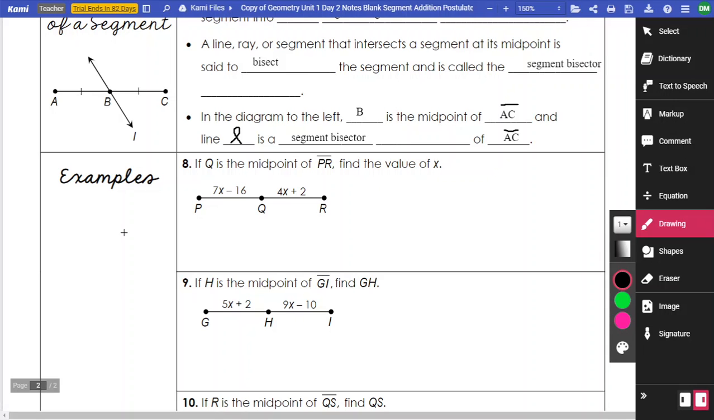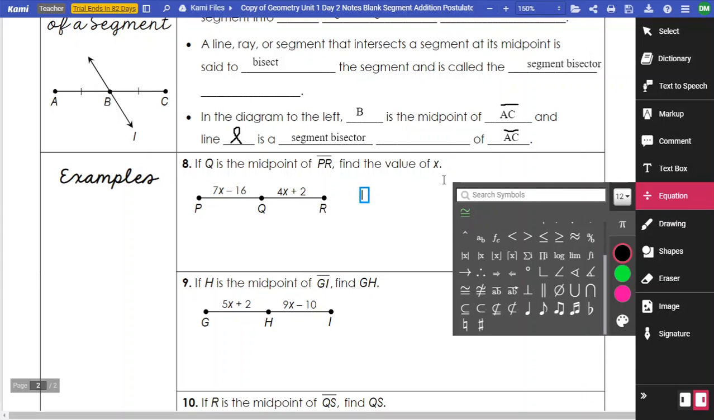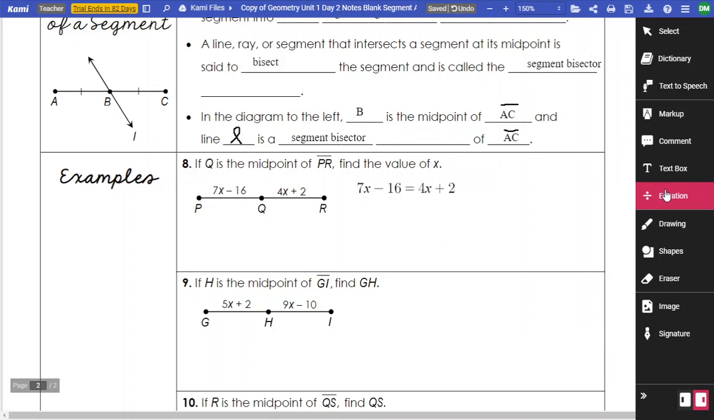I know that Q is the midpoint. If Q is the midpoint, then that means that PQ and QR have to be the exact same length. And if those two segments are the exact same length, then I can set up an equation. Over here, I want to make this bigger. Let's go bigger. All right, over here, we've got 7x minus 16, and we know that that's going to be exactly equal to 4x plus 2. Boom. Okay, there's our equation. Now let's solve it.